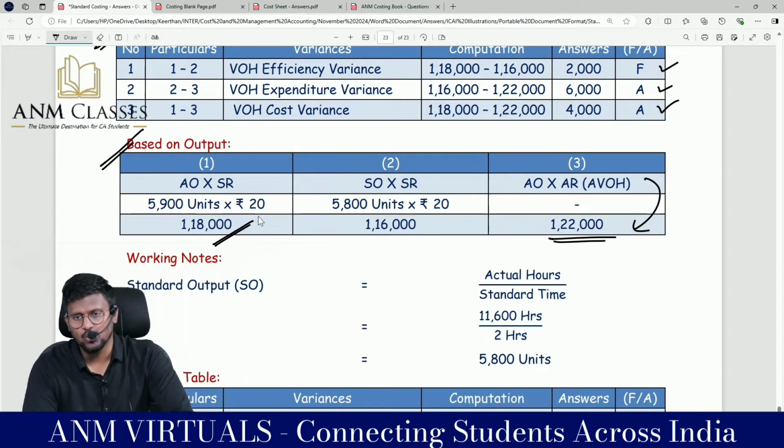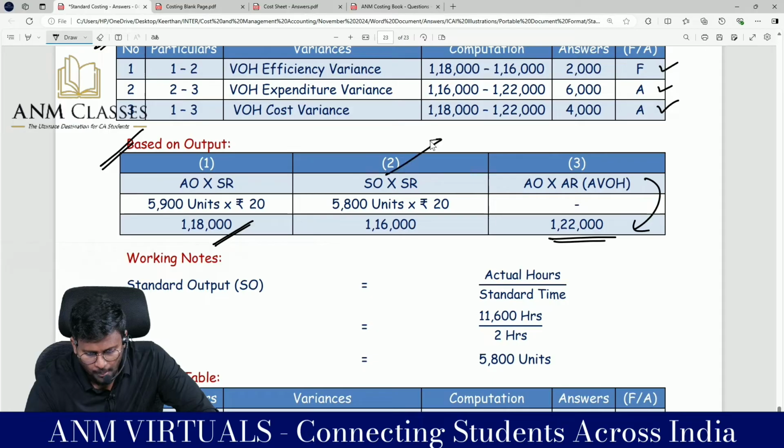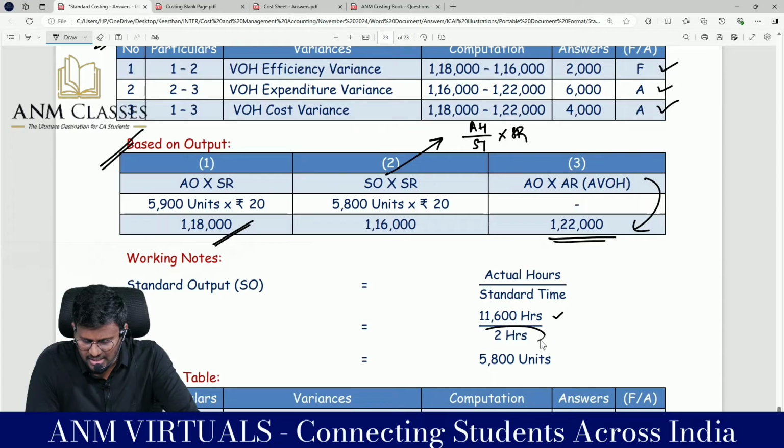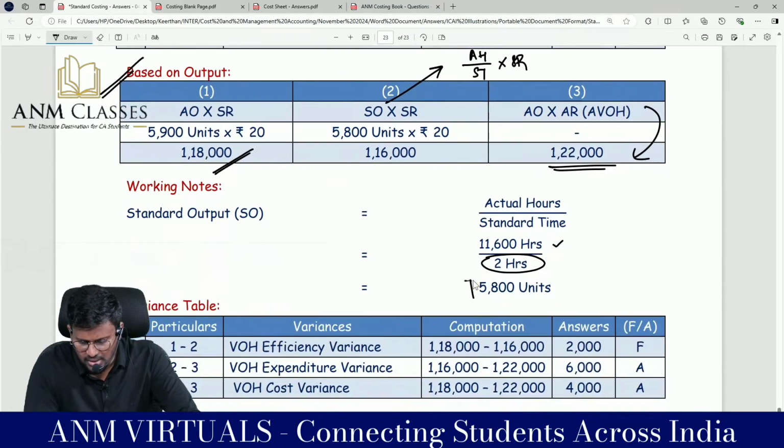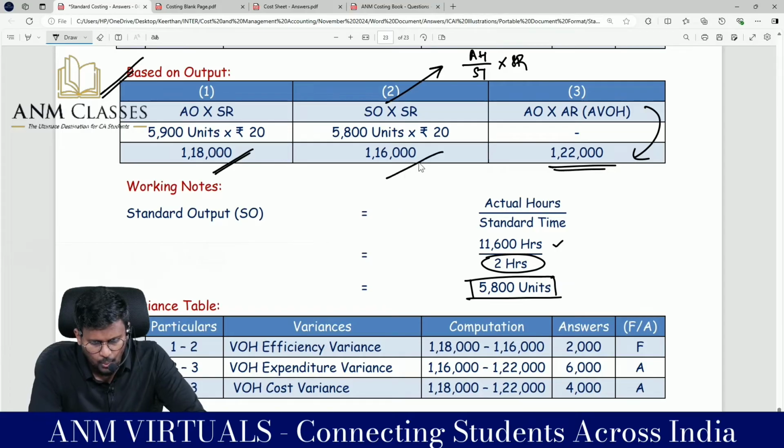Comes to 1,18,000. Next one, standard output formula. Actual hours divided by standard time per unit into standard rate. What is actual hours worked? 11,600 divided by standard time 2 hours. 11,600 divided by 2, 5,800 units into 20 comes to 1,16,000.